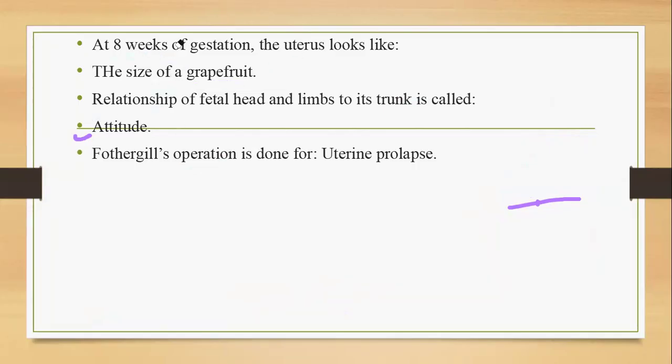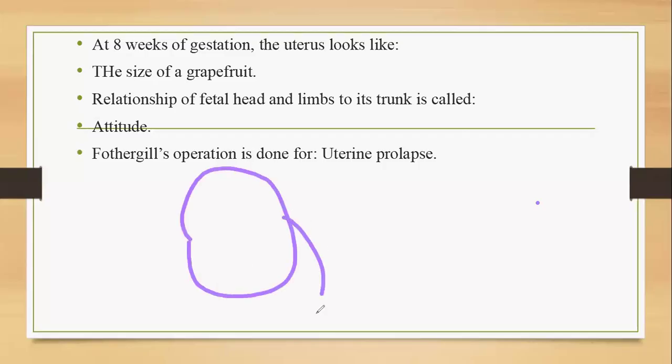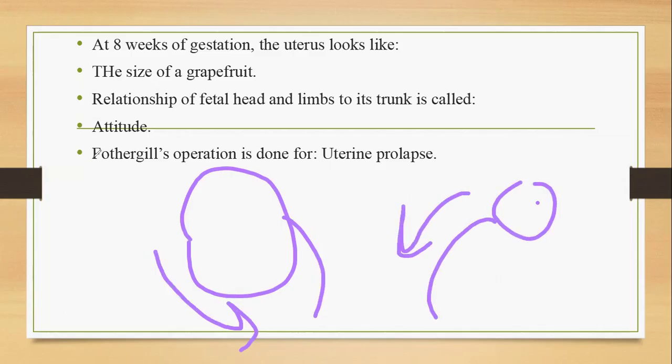The relationship of the fetal head and limbs to its trunk is known as attitude. What exactly is attitude? The attitude of a baby's head is one of good flexion. The neck should not be extended like this; it should be flexed like this. So the meaning is the relationship of the fetal head and limbs to its trunk. The baby is completely flexed like this. This is complete flexion, and this is known as the attitude of a baby.